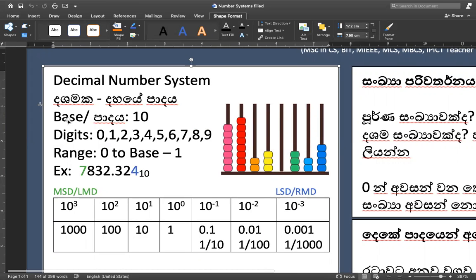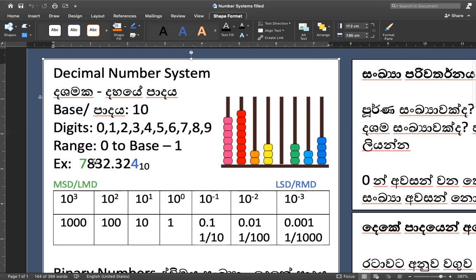Even though the base is 10, you can't see 10 in the digits, because 10 will be constructed by using 1 and 0. Using 1 and 0 only, 10 will be constructed. So you have from 0 to 9. So this is basically 0 to base minus 1. Understood? Right. 0 to base minus 1. And I have a small abacus here showing the representation of this number, because this is very important to understand this number system.